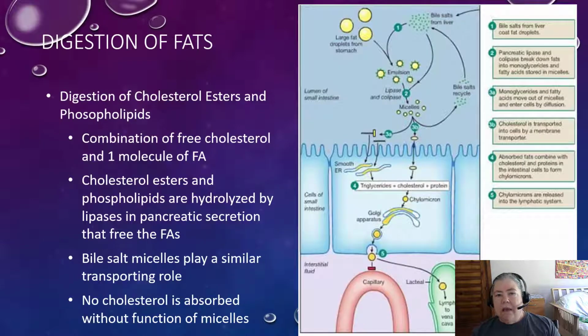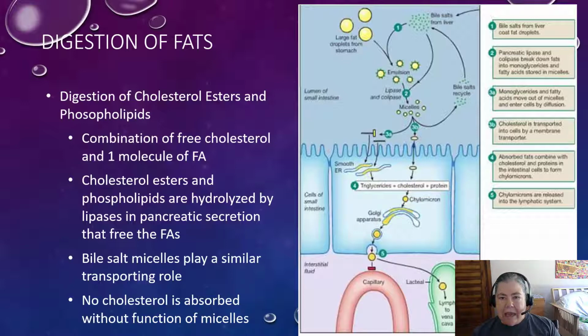Cholesterol esters and phospholipids are digested a little bit differently. These are hydrolyzed by lipases that free the fatty acids, and then bile salt micelles are involved and help to transport them. Cholesterol is not absorbed without the function of micelles.